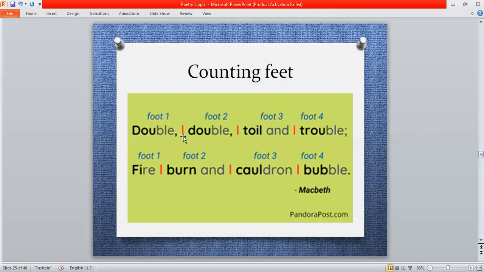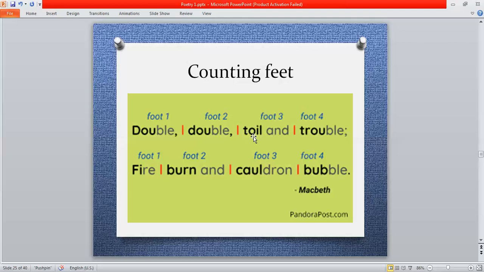We put these slanted lines as a separator between every foot and the following one. So again, the first step is to count the syllables, and then every two syllables are considered one foot. The word double consists of two syllables, so it's one foot. The word double is repeated again, so it consists of two syllables, and this time it's considered one more foot. This is foot 2. These slanted lines in red are the separator between every foot.